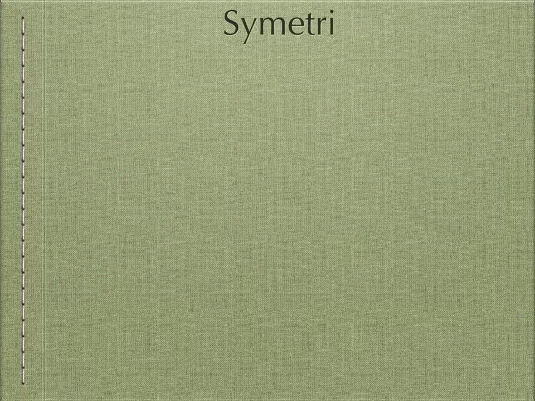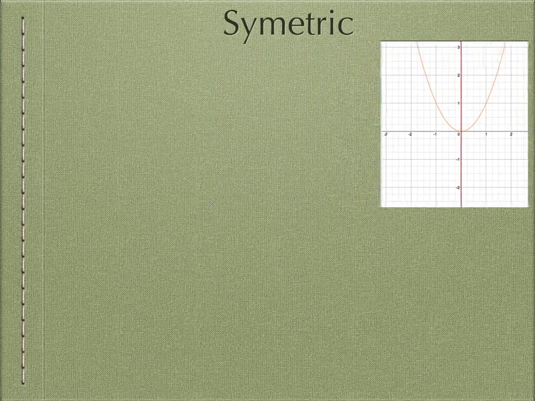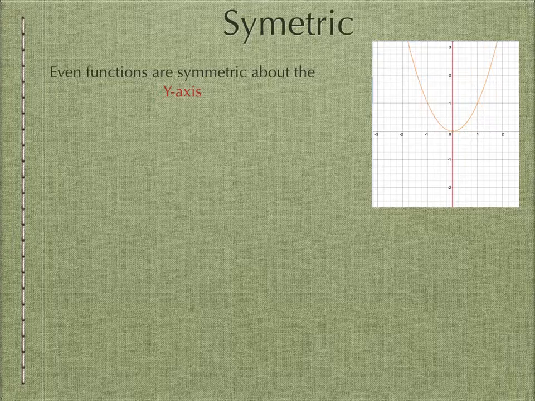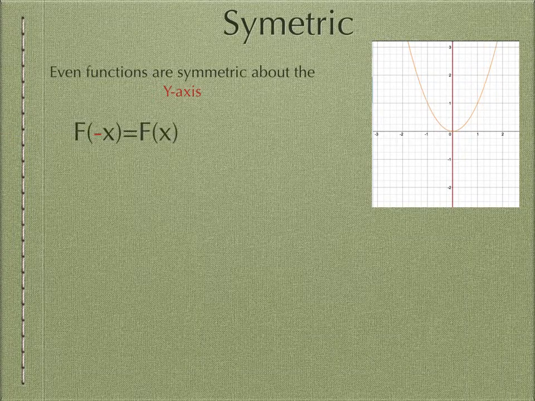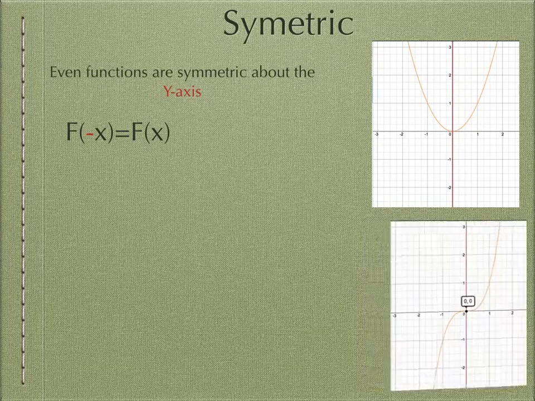The next is going to be symmetry. We have two kinds of symmetry. First, symmetric about the y-axis. As you can see on the red line, the graph is kind of mirrored across the y-axis. These graphs are called even functions, and they're symmetric about the y-axis, which means f of -x will be f of x.